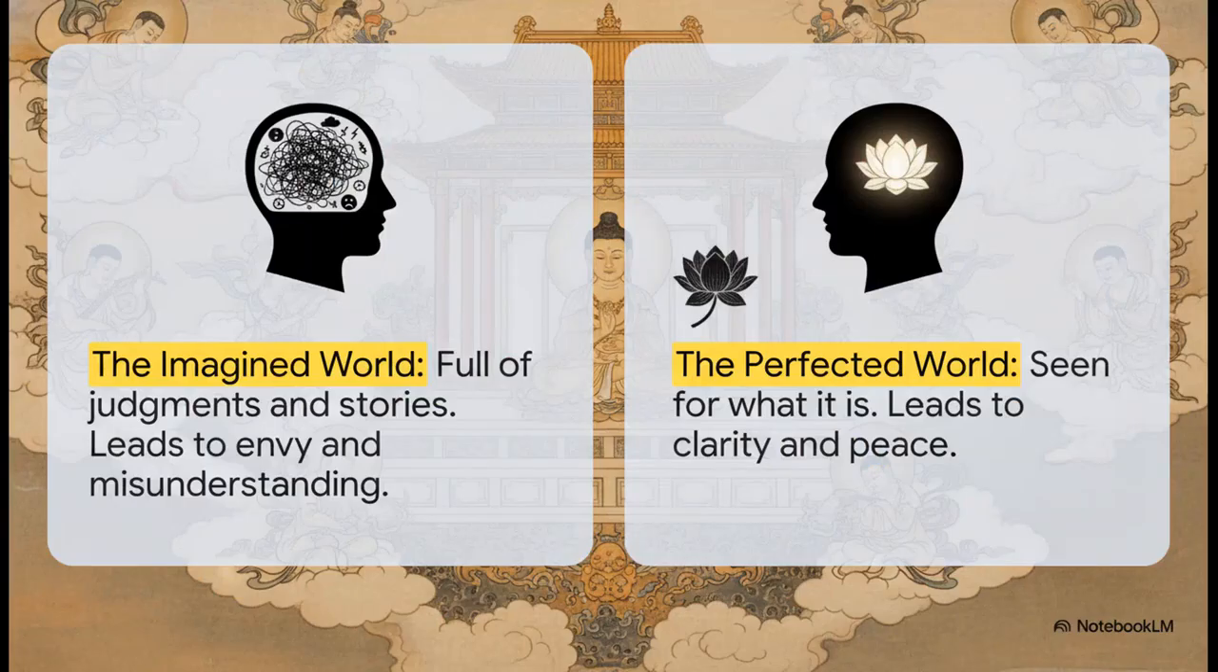And this chart just lays it out perfectly. We mostly operate in that imagined world, right? We're so tangled up in our own judgments and stories that we mistake them for the real thing. The whole point is to shift our view to the perfected world, where we see the story as just a story and not the truth.